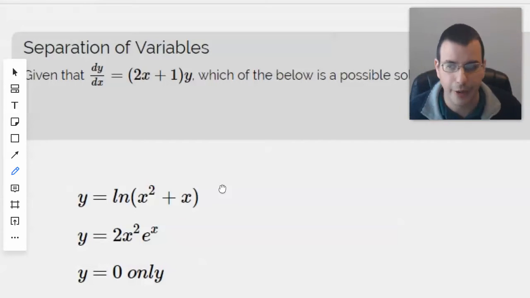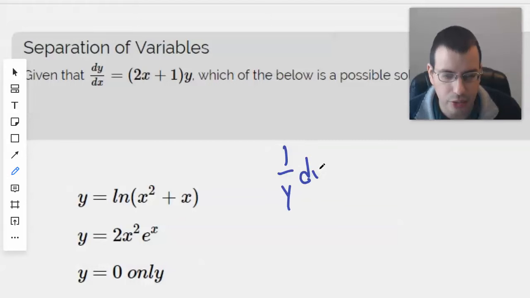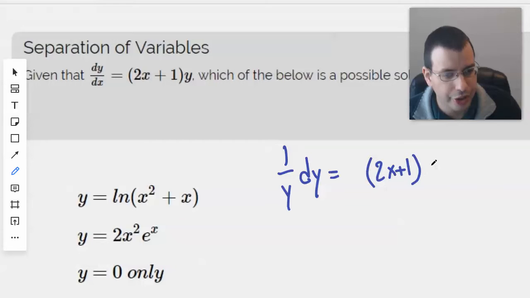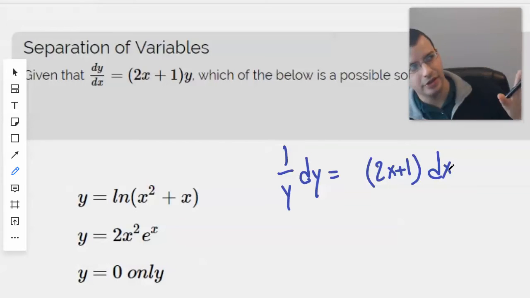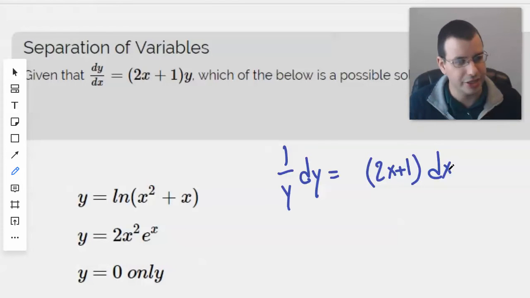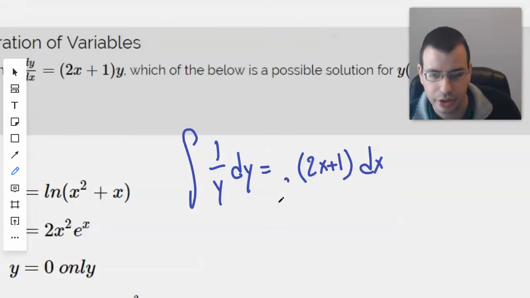and integrate. So let's do 1 over y dy equals 2x plus 1 dx. Now this is how you do separation of variables, and it's not 100% correct. This is almost more of a mnemonic on how you solve the problem, but pretend that you can take dy and dx and move them apart. It helps. Okay. Integrate both sides, like so.